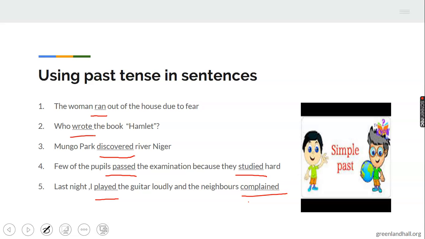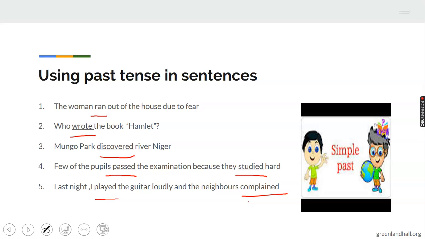Good. Ran is an irregular verb. Why? Can you tell me why? Because we do not have to add ed to get the past tense. Then you can tell me, what is the present form of ran? Anybody? What is the present form of ran? Okay, the answer is run. That makes it an irregular verb.